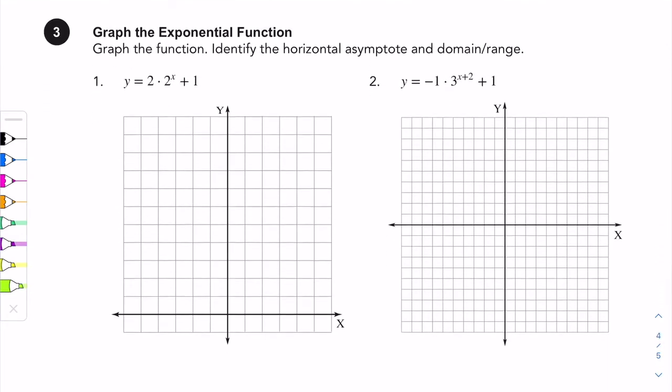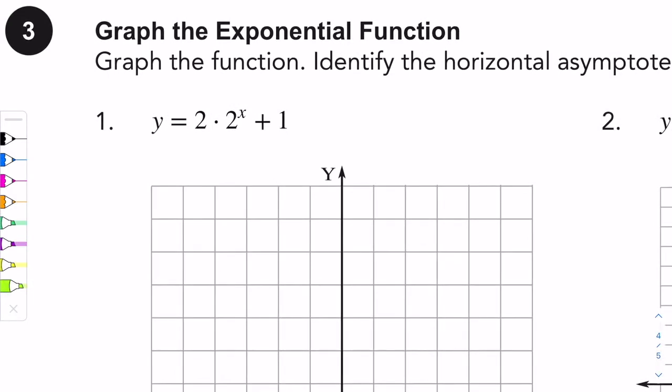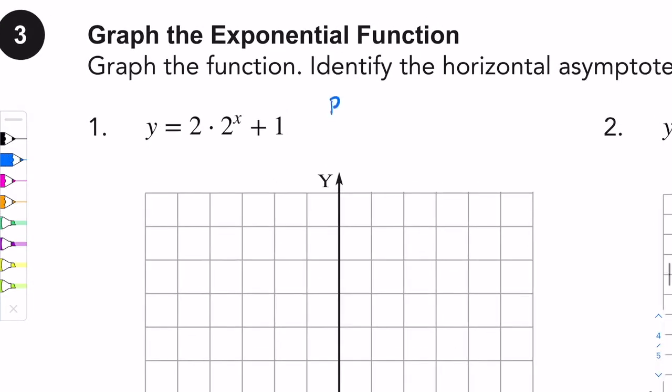Okay, number 1, we have to identify our parent graph. Your parent function is always the b value raised to the power of x. Here we have 2 times 2 raised to the power of x plus 1. Your parent graph is 2 raised to the power of x.